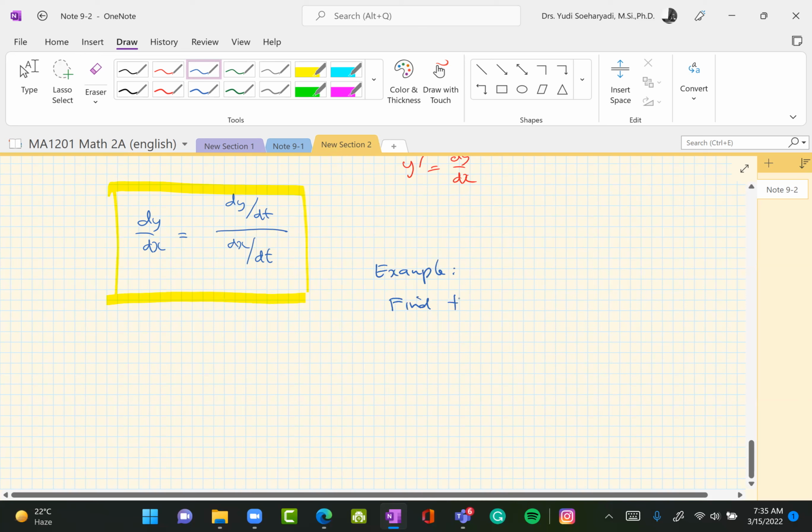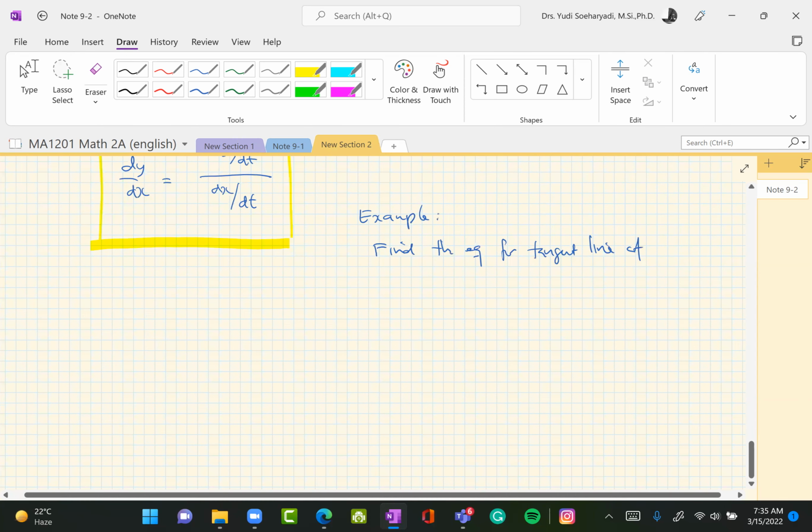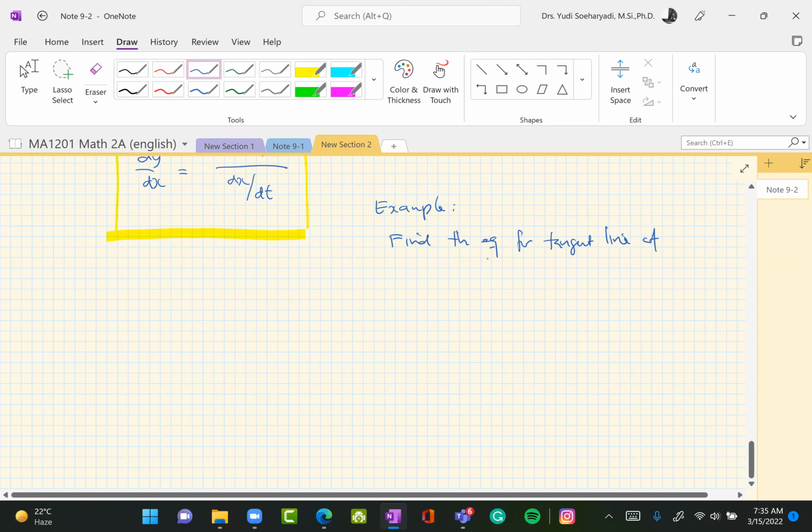Find the equations for the tangent line of, say, a parametric curve. This is the easiest one. Again, cos t and sine t. This is the upper semicircle.